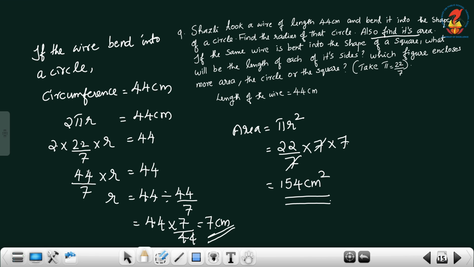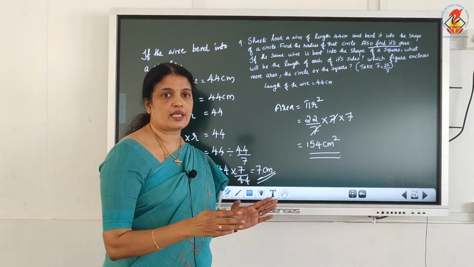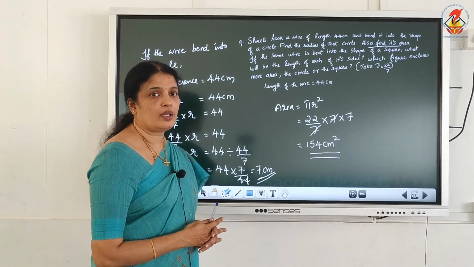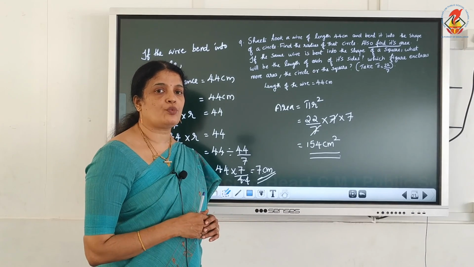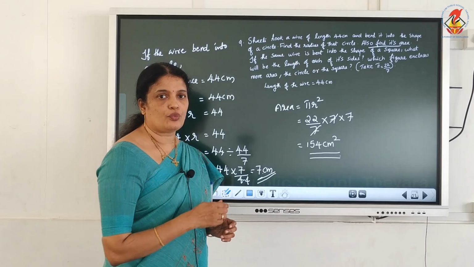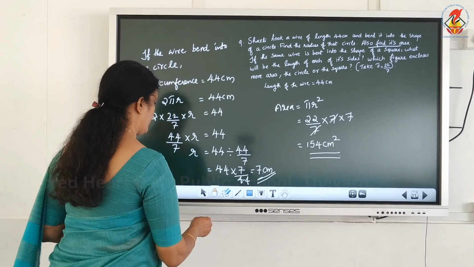Okay. Next one, the same wire bent into the shape of a square. Using the same wire, Shazli made another figure. What is it? Square. That means that length of the wire represents what? The perimeter of the square. What is the perimeter of the square? 4 into one side.